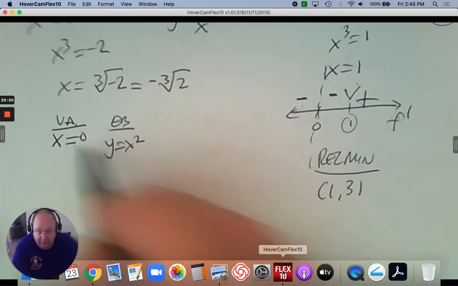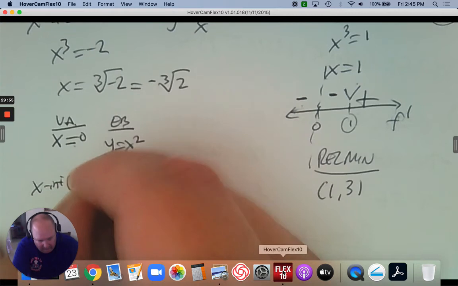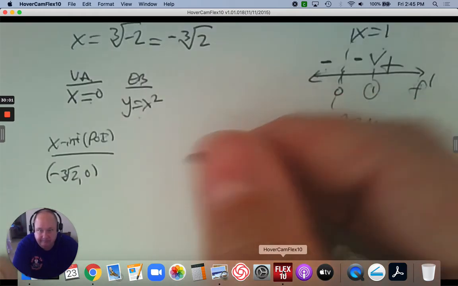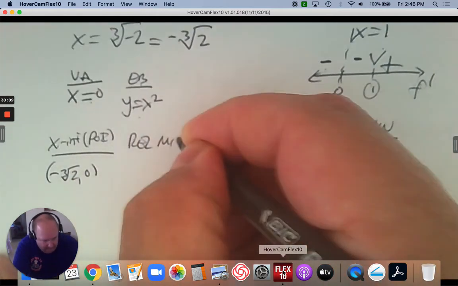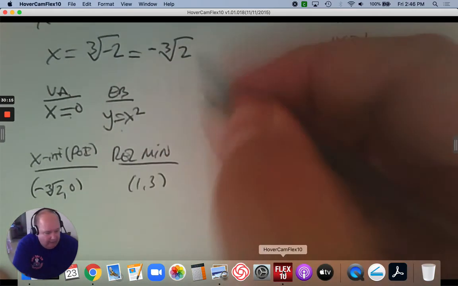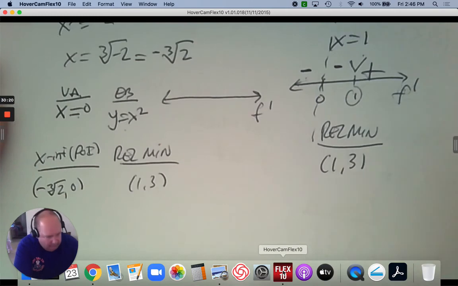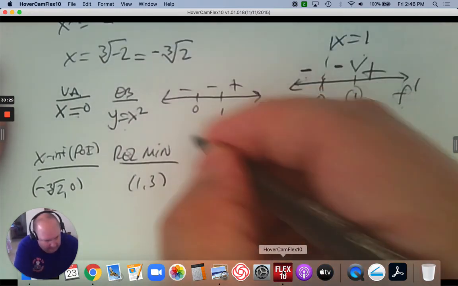So the vertical asymptote, the end behavior, we have an x-intercept, which is also a point of inflection at negative the cube root of 2 and 0. We have no y-intercept. We have a minimum at 1, 3. And let's do both number lines again right beside each other. So for the first derivative, it's right there beside me, 0 and 1. And then the second derivative I'll put there too.